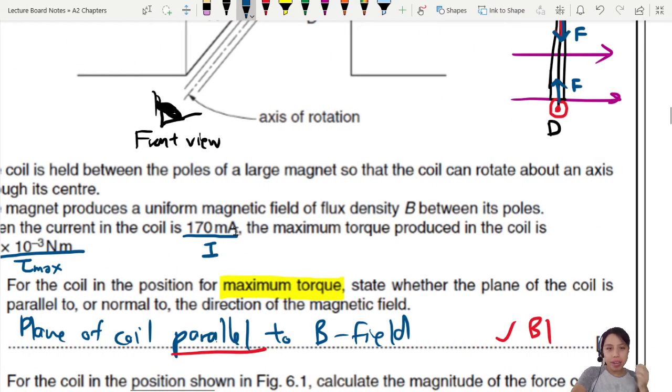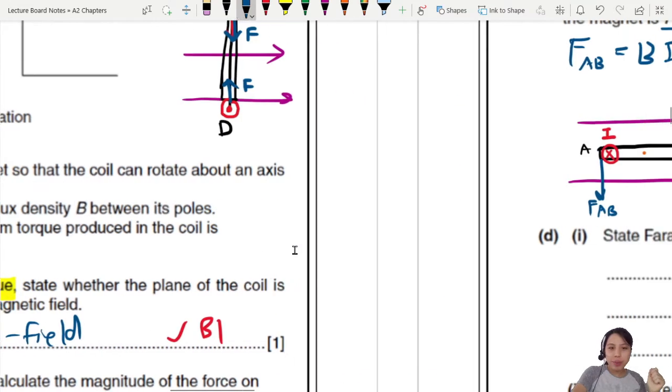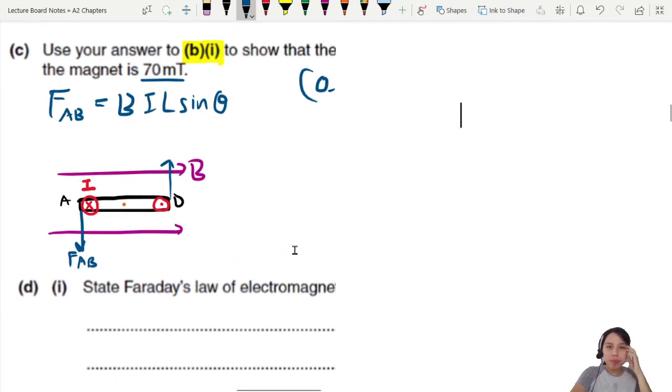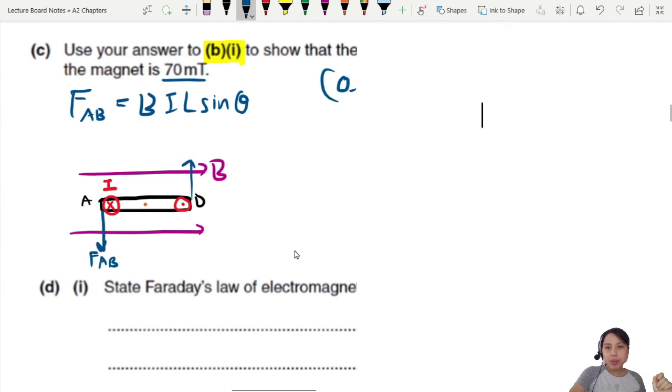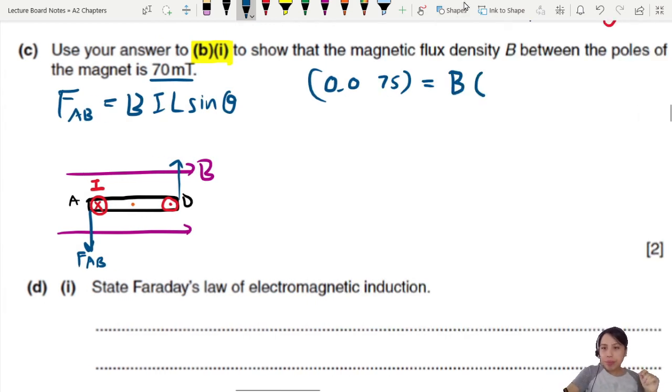170 mA is right there in the middle of all the words. So we write that down over here. 170 times 10 negative 3. That's for milli. What else do we have to write? Length. What is the length of this thing again? Be very careful. You might be tempted to say, this one is 2.8 cm. So we use 2.8 cm.